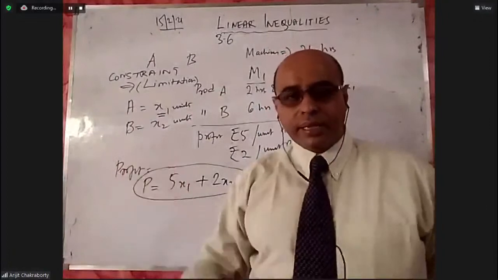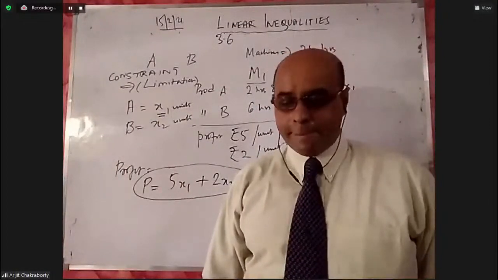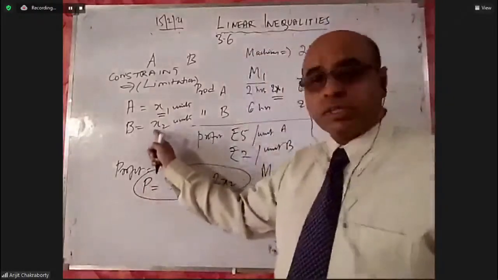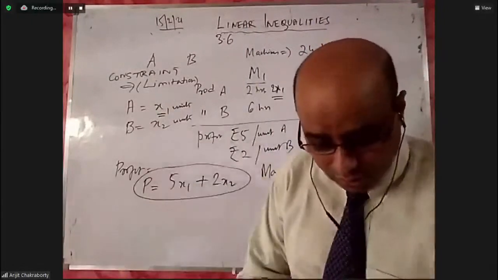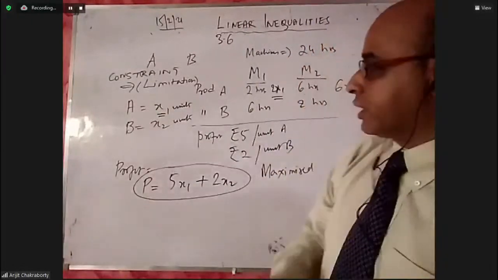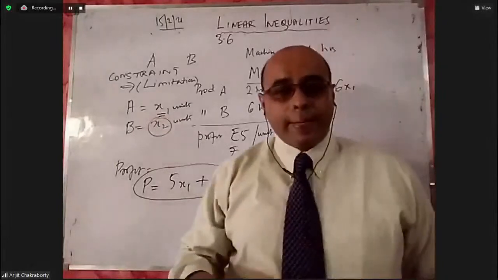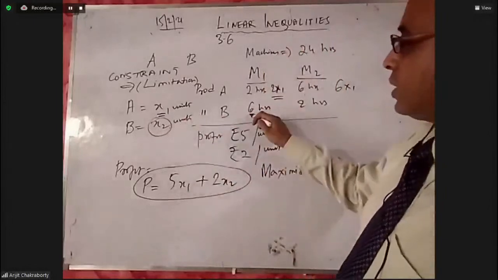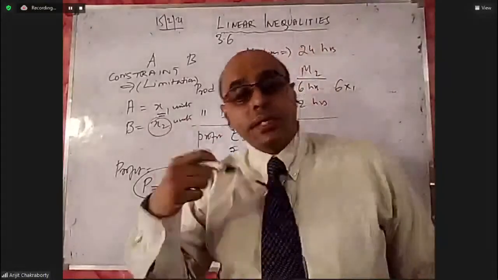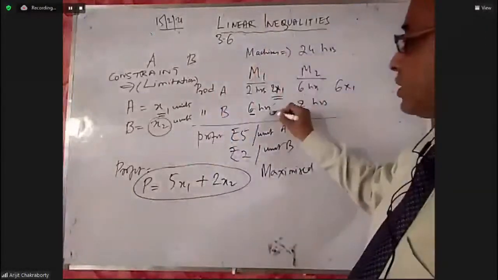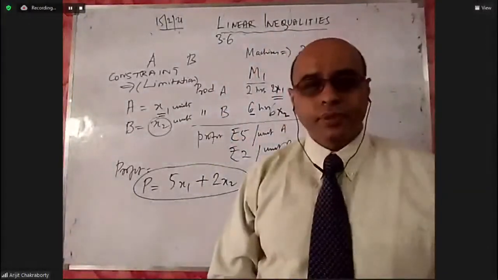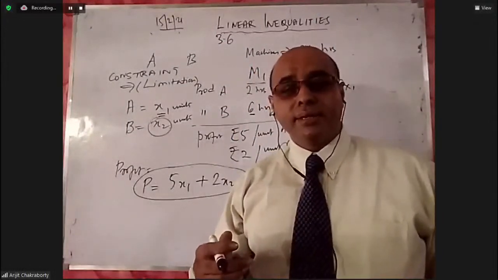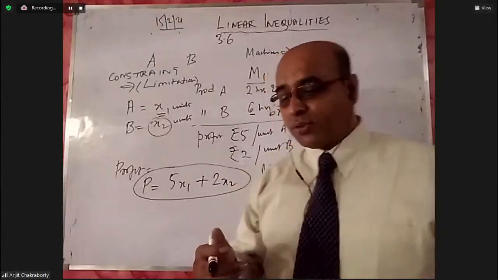Product A is over. Now it is time to deal with product B. Let us see the question of product B. I am producing X2 units. Clear? Now product B requires 6 hours per unit, so X2 units will require 6X2 hours. I think I'm correct in applying the principles, and I hope you can follow.